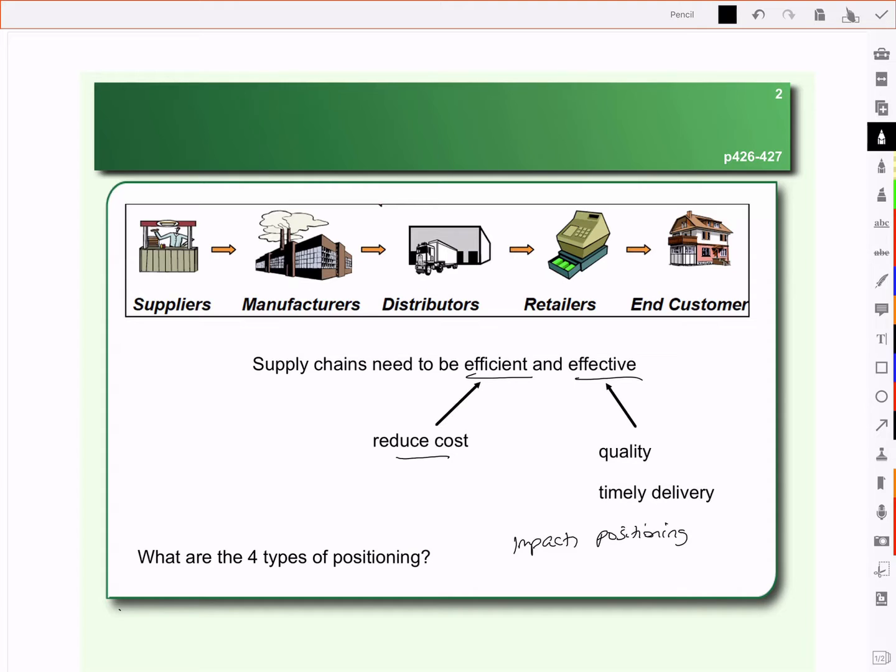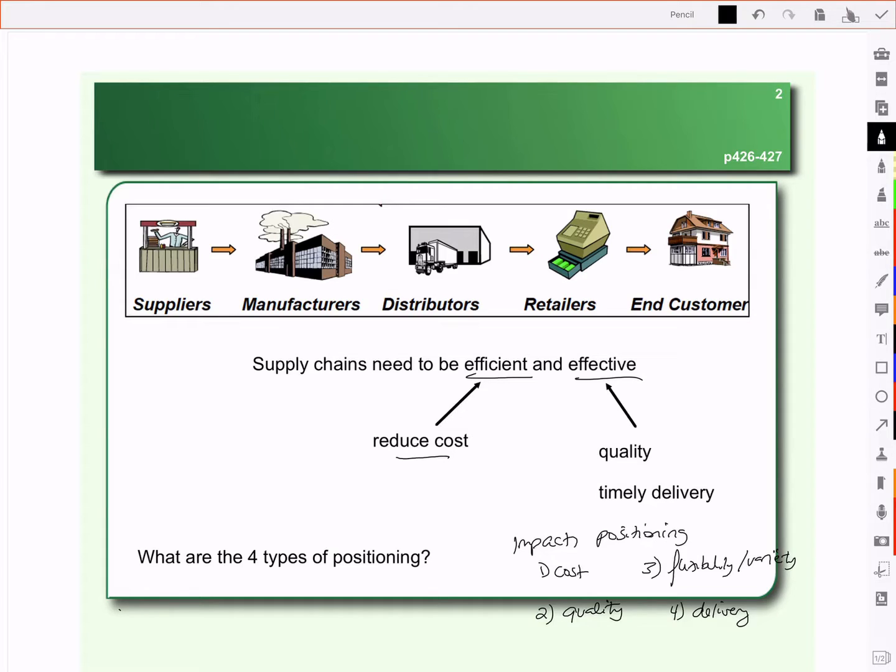And there are 4 types of positioning. Do you remember what they were? We have cost. So you could be a low-cost provider like Superstore. You could focus on being the best in quality. And that's how Toyota kind of sees itself in terms of their positioning. Your position could be based on flexibility or variety. So is there customization, lots of different choices. And the last one is delivery.